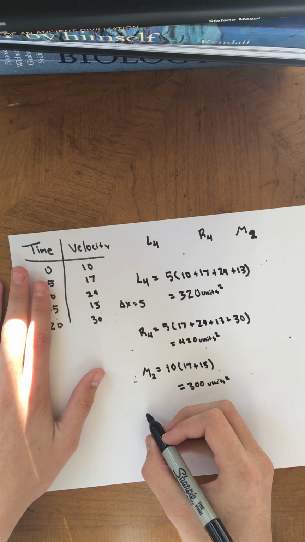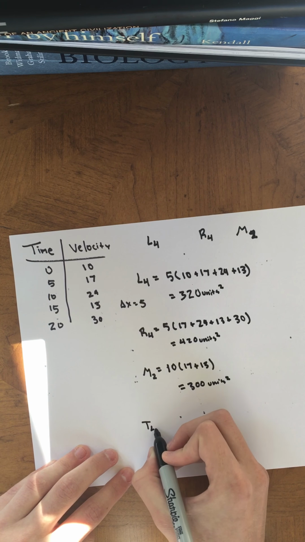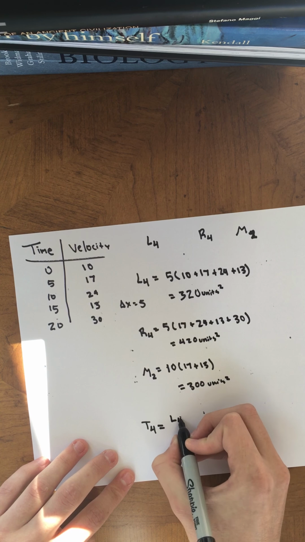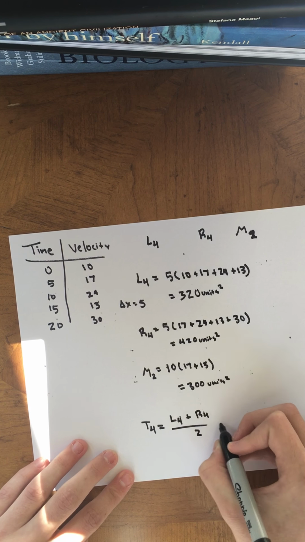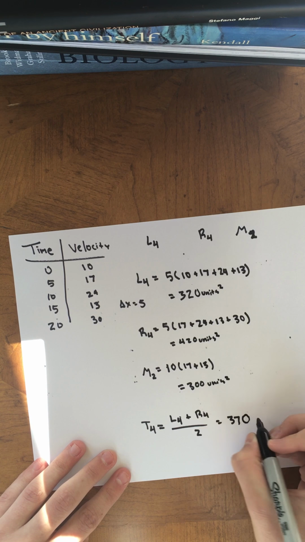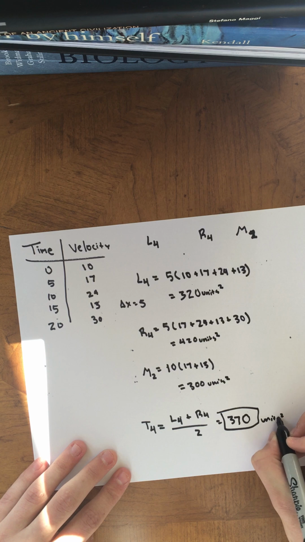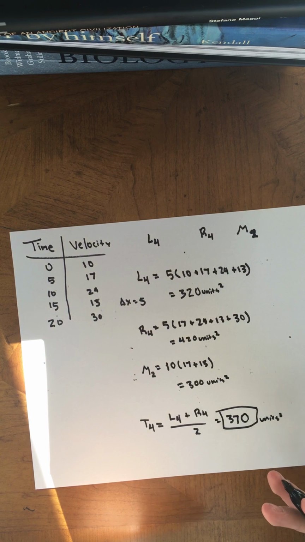And then a good way to get the approximation is to get T4, which is trapezoids, and T4 is always equal to L4 plus R4 over 2, which in this case is 370. So 370 units squared is most similar to what the actual displacement is going to be.